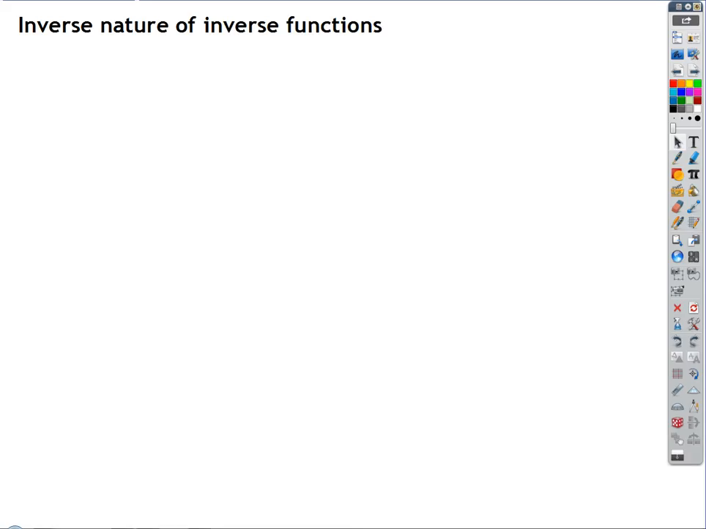Okay, so what does that mean in terms of a graph? What test could we apply to the graph of a relation to determine if it's a function? The vertical line test, okay, good.